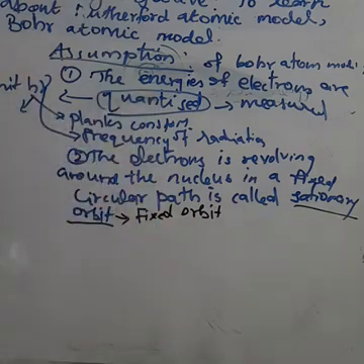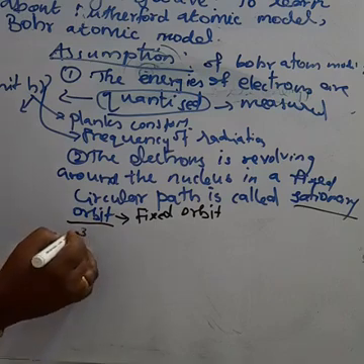Okay, but when circulating around the atom, it can lose energy, and it comes closer to the nucleus. Okay, and what is the third assumption?